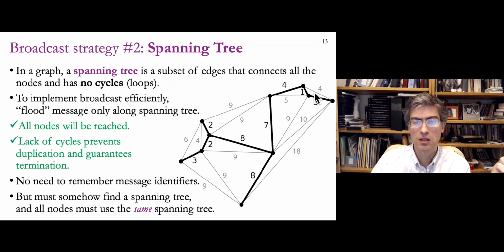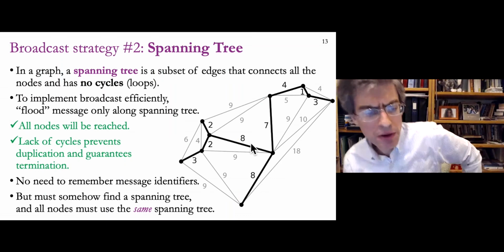Actually, it's even more efficient than flooding, because with flooding, we had to propagate backwards, and in some cases we received duplicates of messages. In this case, there are no duplicates of messages ever delivered. Okay. There's no need to remember message identifiers, because we're not going to receive duplicates.